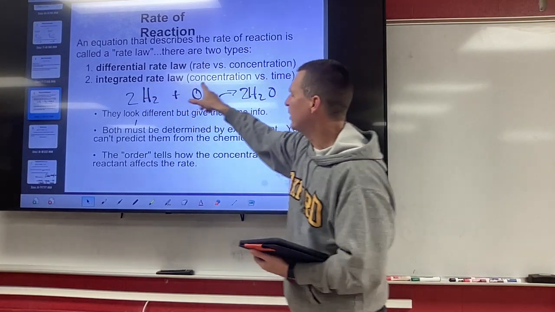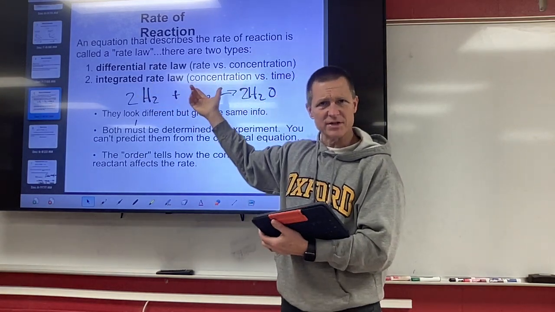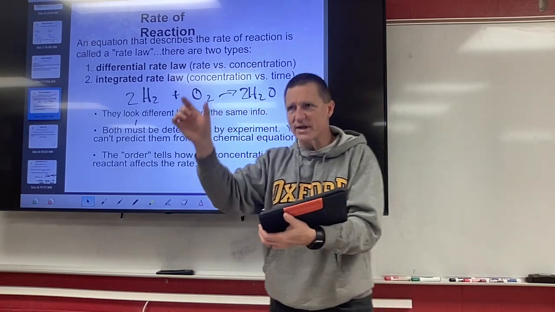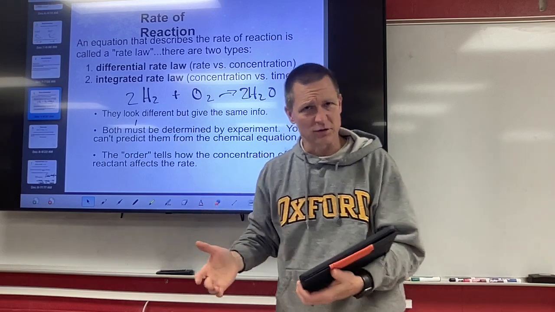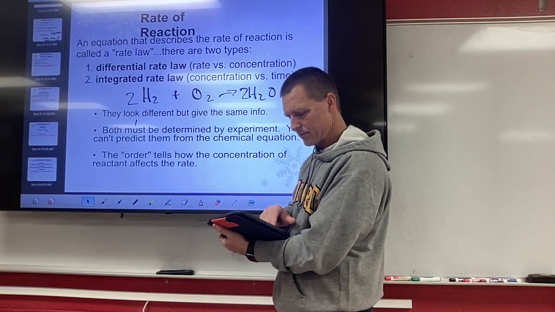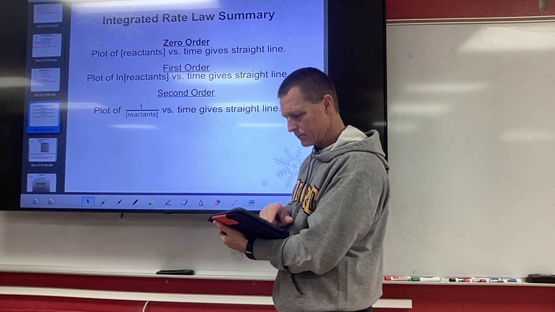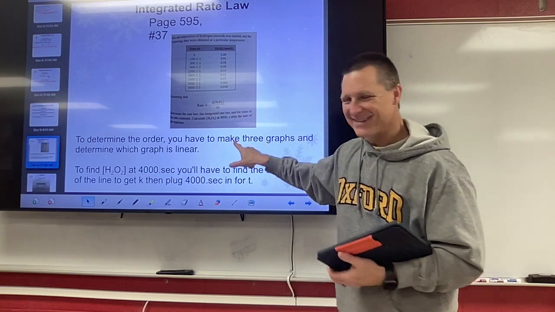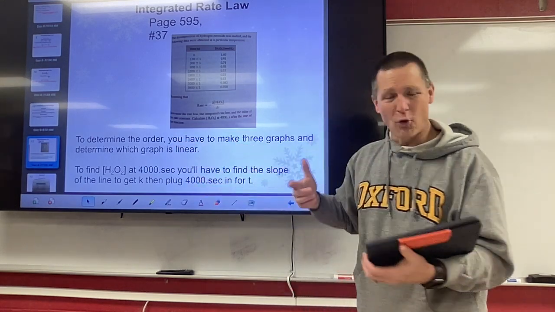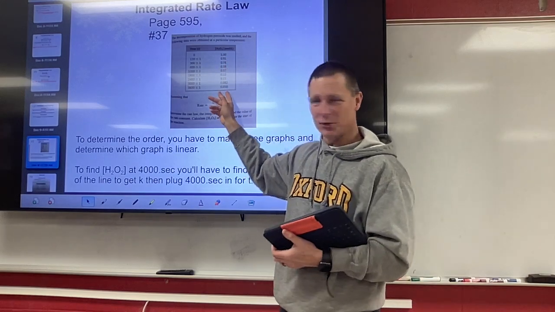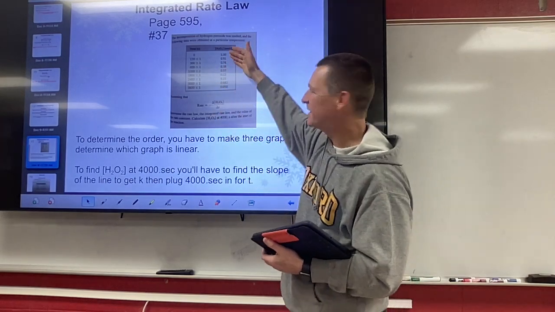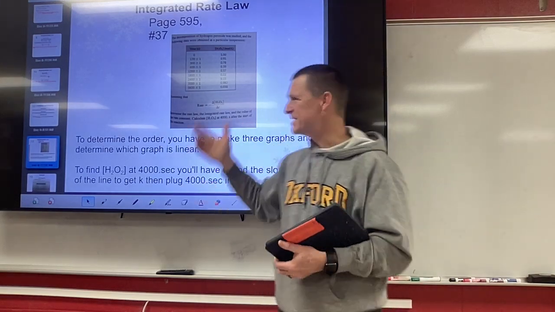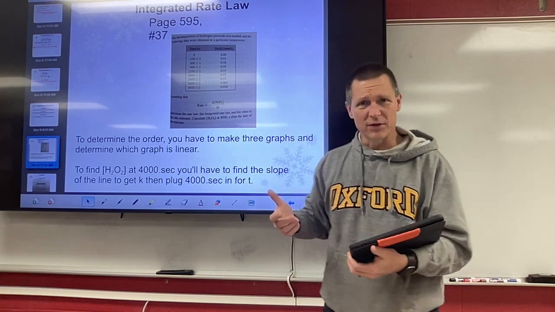The integrated rate law is where we look at the concentration versus time, and that's what number 37 is doing. It's giving us, as the time goes on, what is happening to the concentration? It's going to allow us to find the integrated rate law. Now it says down here, if you want to determine what the order of hydrogen peroxide is, we can't tell from just looking at this. We see that the concentration is going down, but what is the pattern? What is the trend for it as it decreases? We're going to have to make the three graphs.